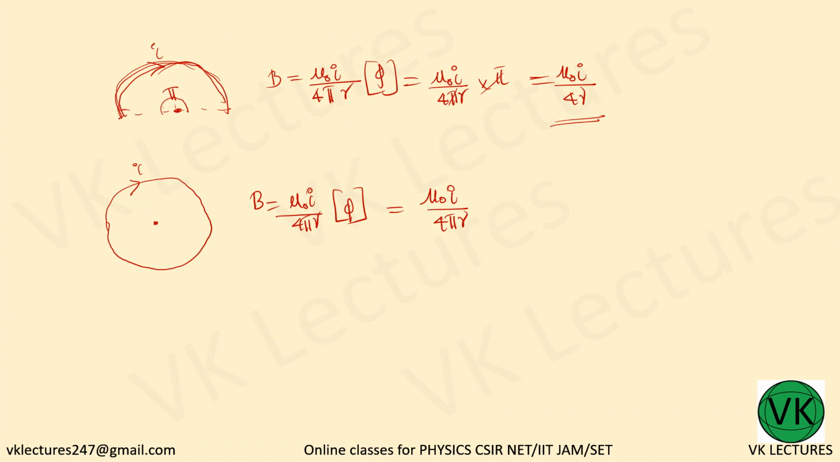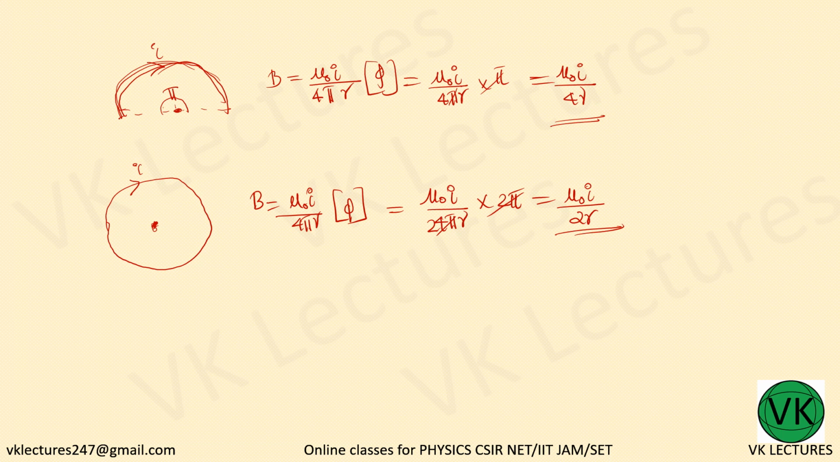How much is this angle? 2 pi, total 360 degree. So it is equal to 2 pi. 2 pi and 4 pi get cancelled. Remaining 2 will become mu 0 I by 2r. So remember this equation, this is important. That is the magnetic field when a current passes through a circular ring. It's a circular ring which carries a current I, so the complete ring will produce a magnetic field at the center equal to mu 0 I by 2r.